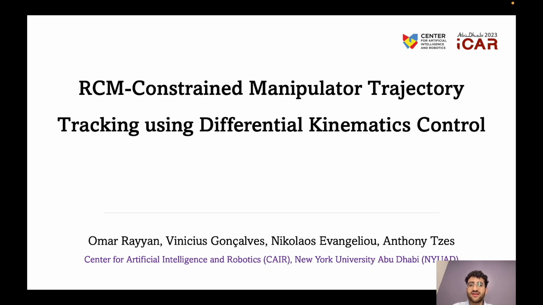In this presentation, I'll be highlighting the key contributions of our paper titled RCM Constrained Manipulated Trajectory Tracking Using Differential Kinematics Control. My name is Omar Rayyan and I'm an undergrad at NYU-AD. This paper has been a collaborative effort between myself as well as Sir Vinicius, Nicholas and Professor Anthony Zas as part of the Center of AI and Robotics at NYU-AD.